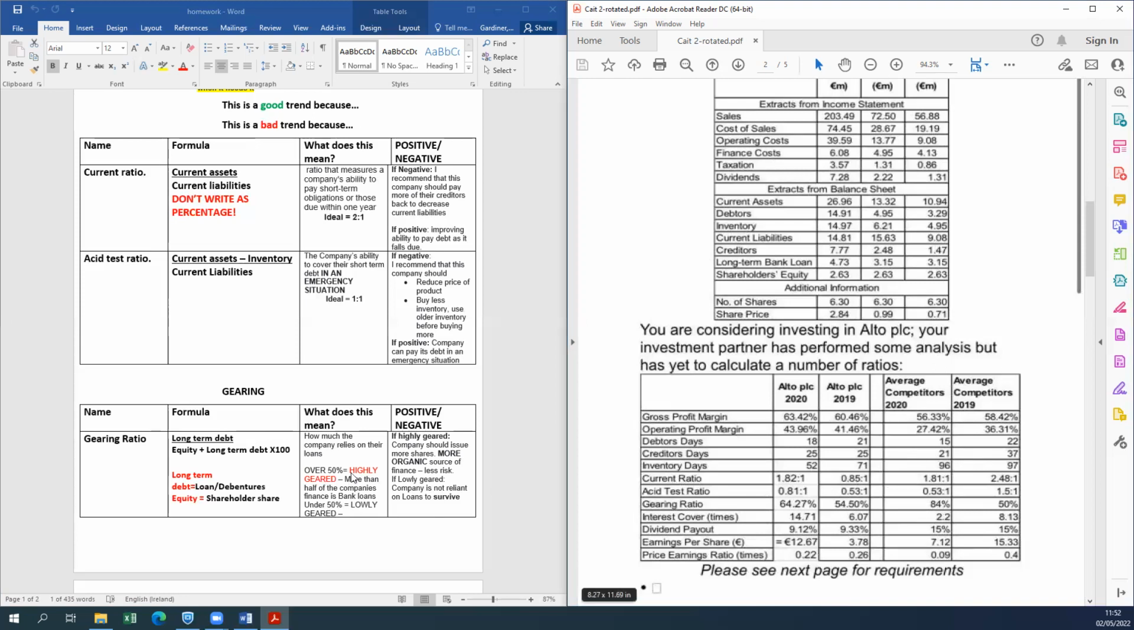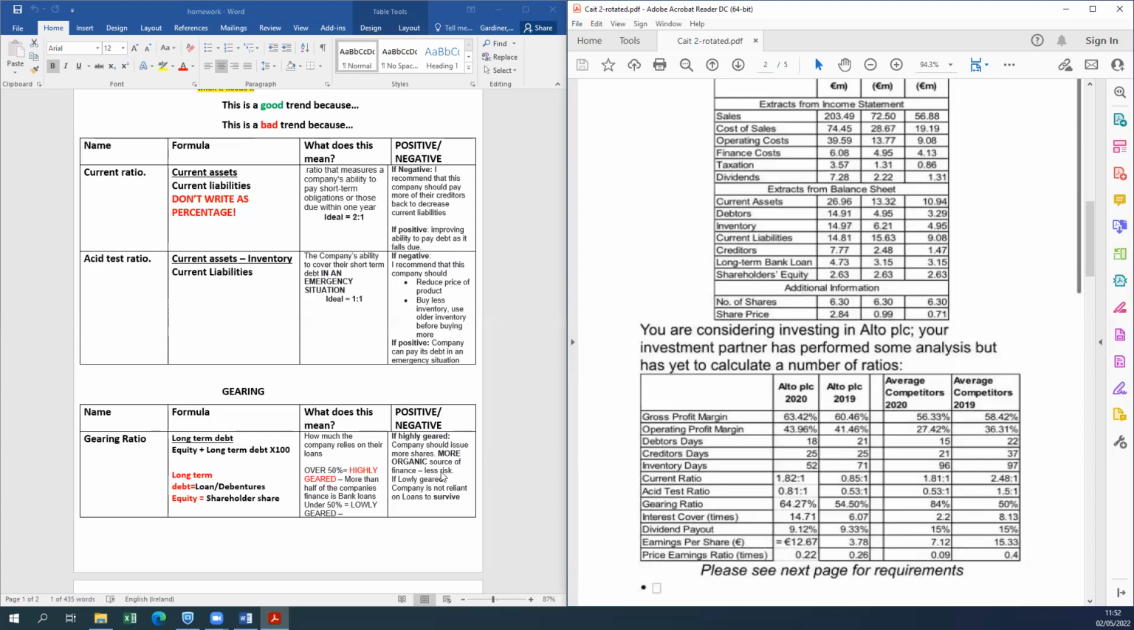It's important to say, if it's over 50%, the word highly geared. It's a nice word to say. And if it's under 50%, lowly geared. If it's highly geared, companies should issue more shares. They should try and up this number a bit more to bring that ratio down, so it's a more organic source of finance.